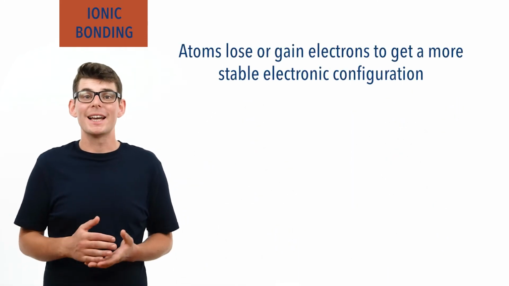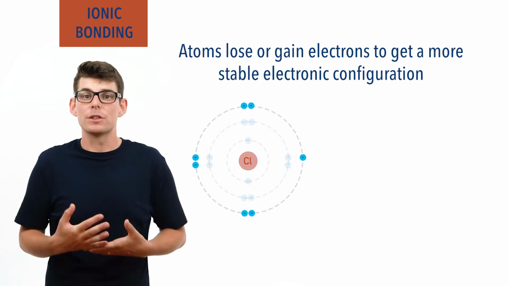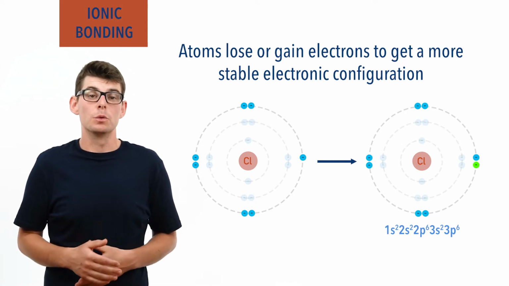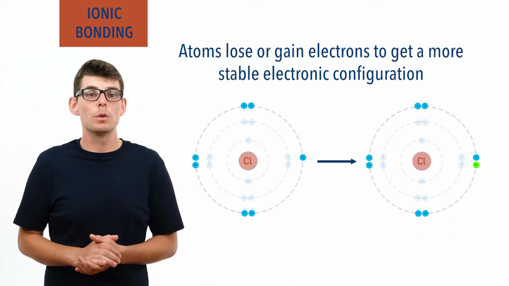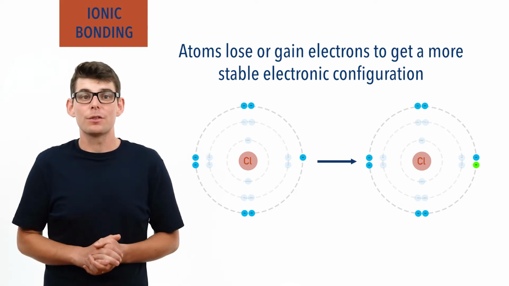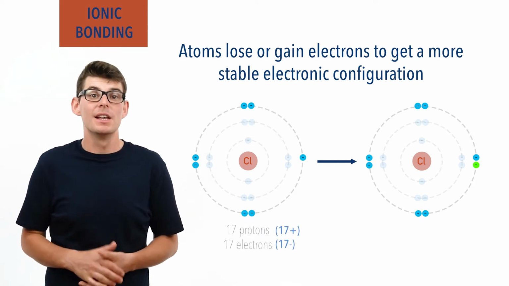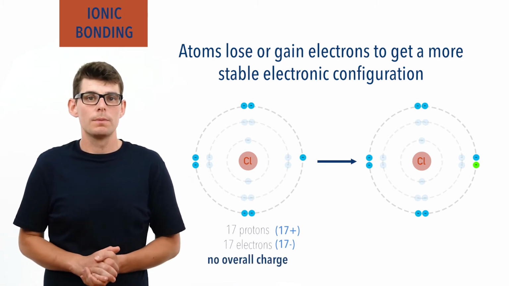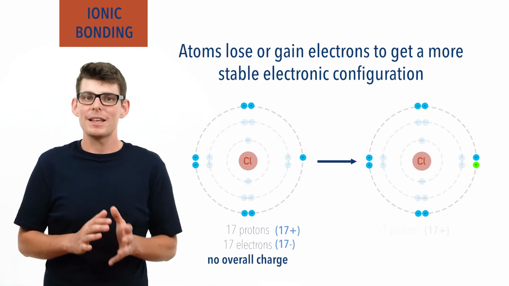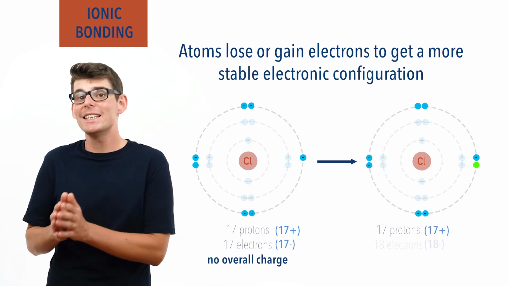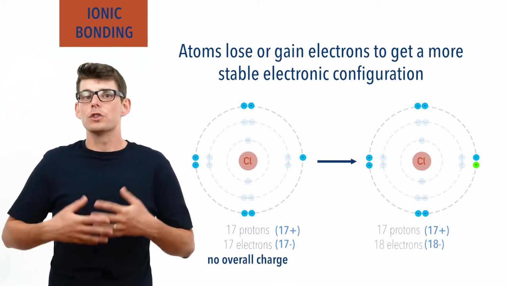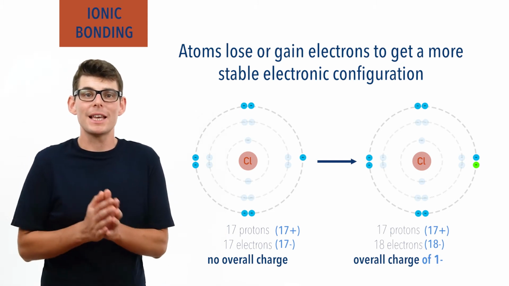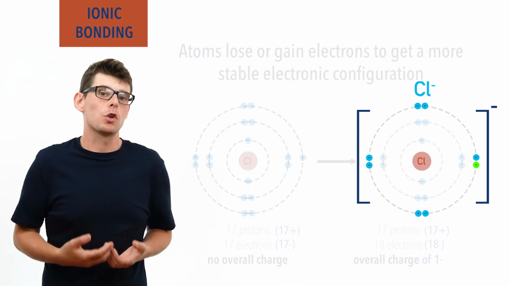An atom of chlorine has 7 electrons in its outer shell. To get a full outer shell and stable configuration of 1s2, 2s2, 2p6, 3s2, 3p6, it will gain 1 electron. Before it gains an electron, it has 17 protons in the nucleus, atomic number of 17, and 17 electrons, no overall charge. After gaining an electron, it has 17 protons in its nucleus and 18 electrons. This means there is an overall charge of 1 minus. The neutral chlorine atom has gained an electron and become a negatively charged chloride ion.